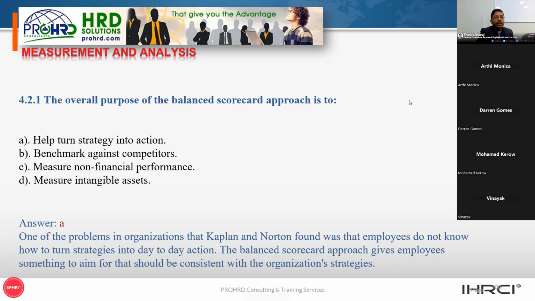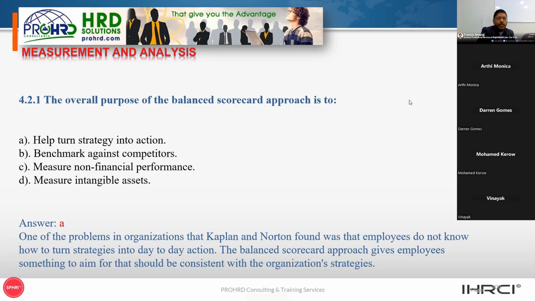So A is the right answer. It helps to turn strategy into action. It's a tool. So B, why are you saying benchmark against competitors? No. The overall purpose of the balanced scorecard approach is to help turn the strategy into action. That's what we discussed so far.